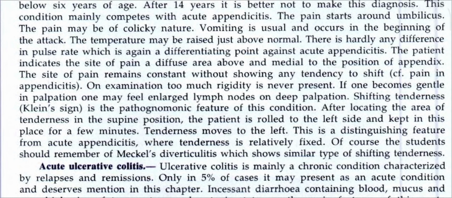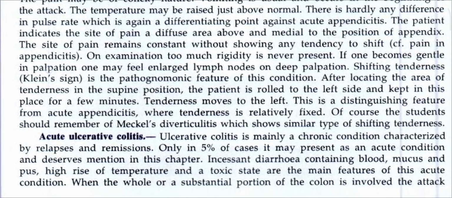Shifting tenderness, Cope's sign, is a pathognomonic feature of this condition. After locating the area of tenderness in the supine position, the patient is rolled to the left side and kept in this position for a few minutes. Tenderness moves to the left. This is a distinguishing feature from acute appendicitis, where tenderness is relatively fixed. Of course, students should remember Meckel's diverticulitis, which shows a similar type of shifting tenderness.